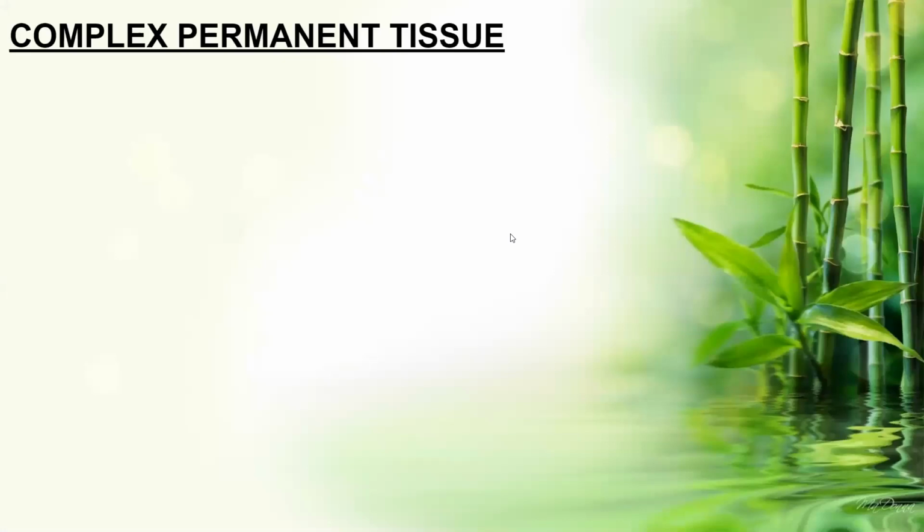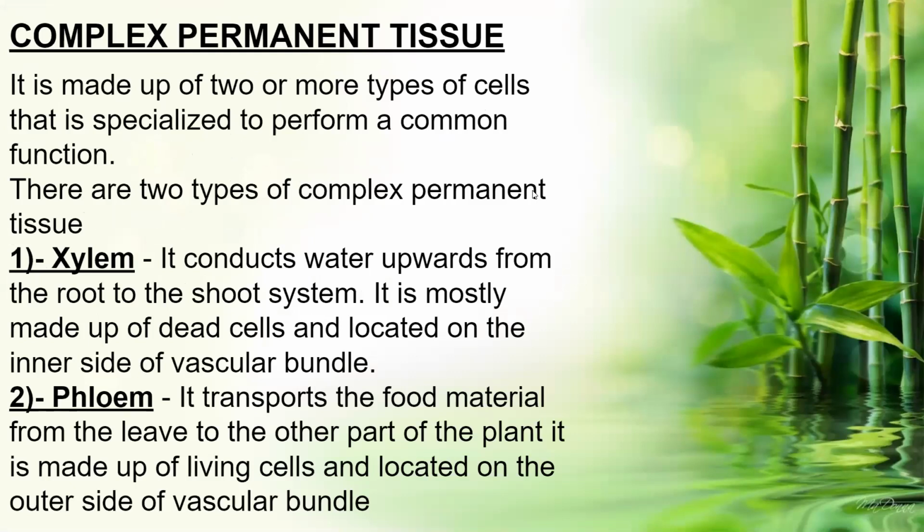Now complex permanent tissue. Complex permanent tissue is made up of two or more types of cells that are specialized to perform a common function. There are two types of complex permanent tissue. First is xylem, which conducts water upwards from the root to the shoot system. It is mostly made up of dead cells and located on the inner side of the vascular bundle. And second is phloem. It transports the food material from the leaf to the other parts of the plant. It is made up of living cells and located on the outer side of the vascular bundle.